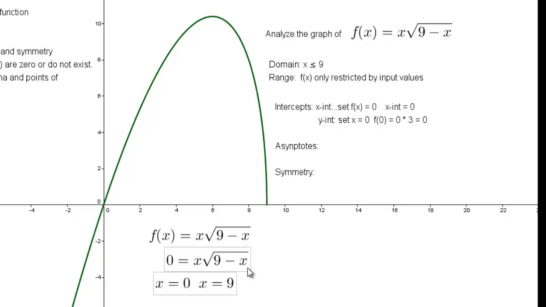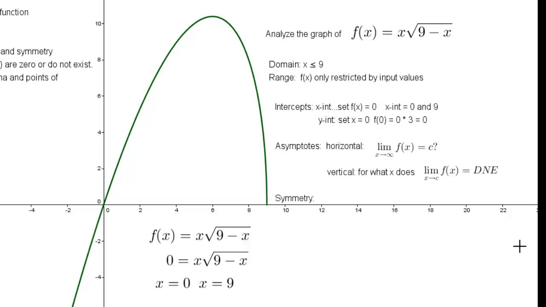Which, if you square both sides and then add x to both sides, you're going to get that x equals 9. That sets this equal to 0. So there are two x-intercepts here. One is at x equals 0, and the other one is x equals 9. So for intercepts, we have x-intercepts at 0 and 9, and a y-intercept at 0.